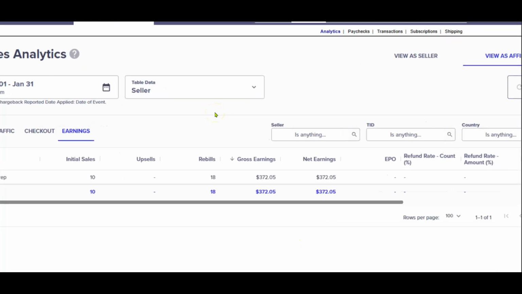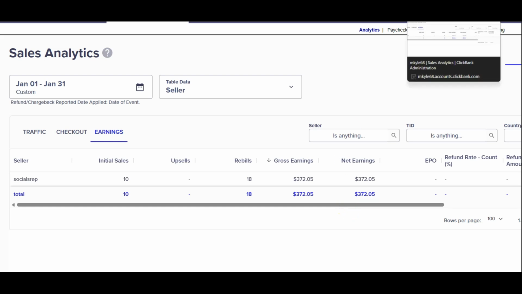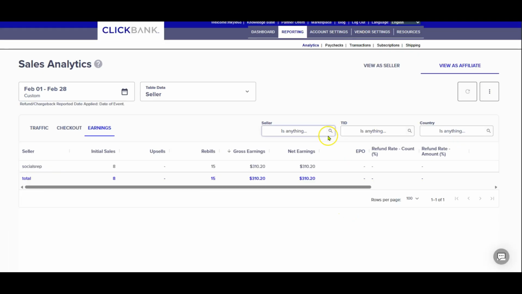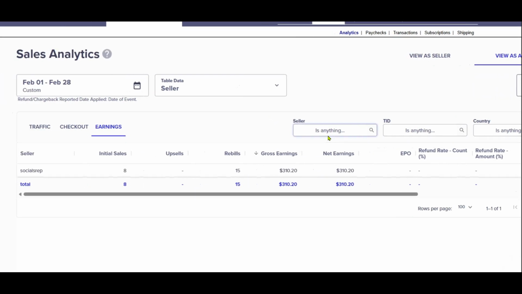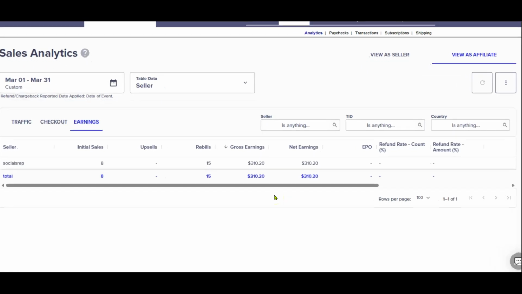Again, if we look at January here, you can see we have 10 initial sales, 18 rebills, $372.05. And if we go to February, now February was a short month, only 28 days, so obviously that's going to be a little less. 8 initial sales, 15 rebills at $310.20 in sales. And then if we go to March, we're looking at 8 initial sales, 15 rebills, and $310.20. So it's kind of similar all around.